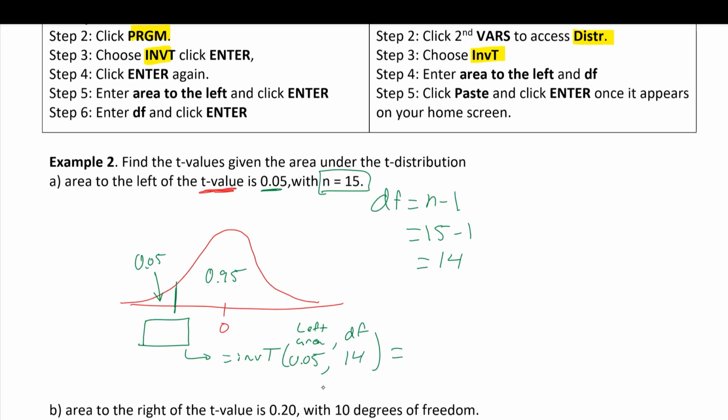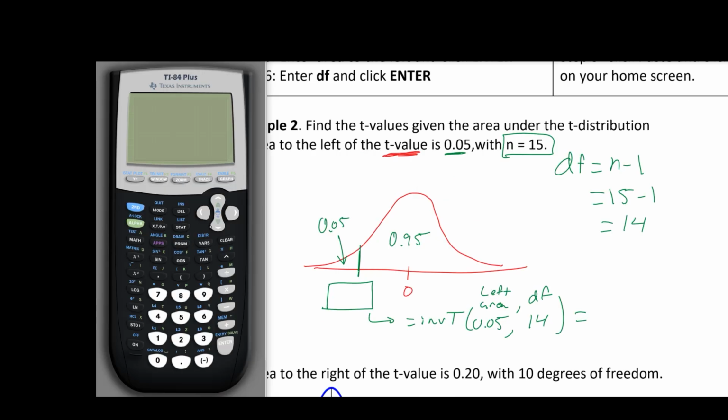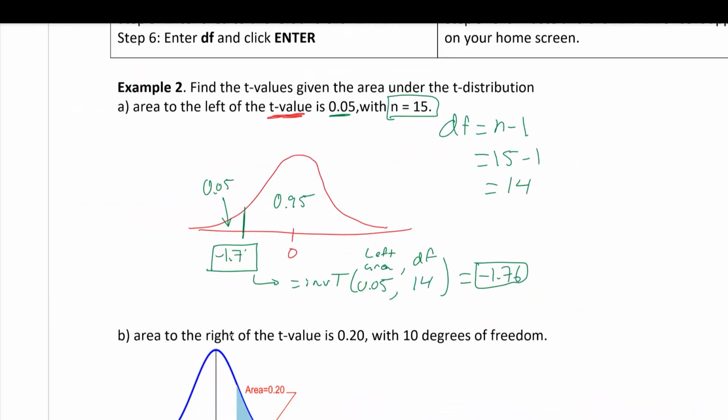All right, let's switch over to the calculator. Have the calculator on. Let's go to second, distribution, and look for inverse t. Area, they're referring to the area to the left, so it's 0.05. Degrees of freedom, 14. Let's paste that onto our home screen. Press enter, and we should get a negative 1.76. So this is negative 1.76.